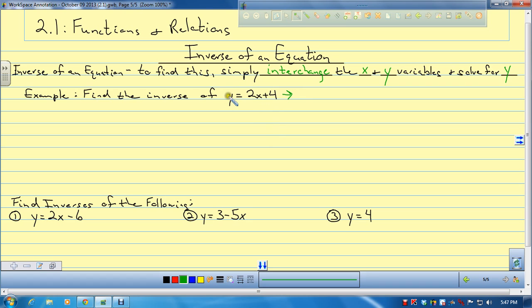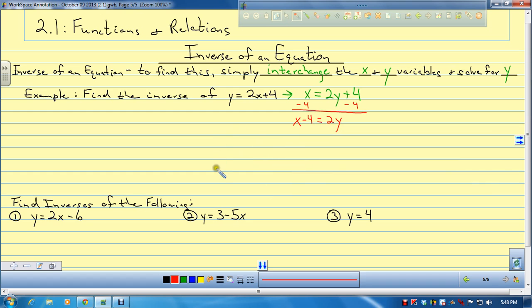Simply switch the x and the y. So now I've got x equals 2y plus 4. That was easy, right? So what would I do next? Well, in order to solve for y, I want to get y by itself. I move the 4. Okay? So if I move the 4, I'd have to subtract it, right? So I would have x minus 4, and that's going to equal 2y.